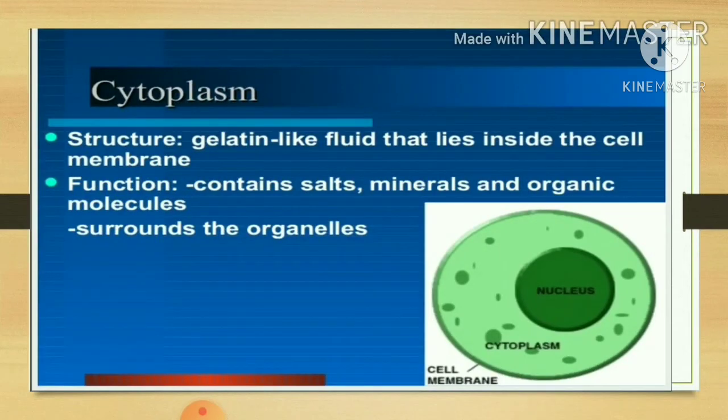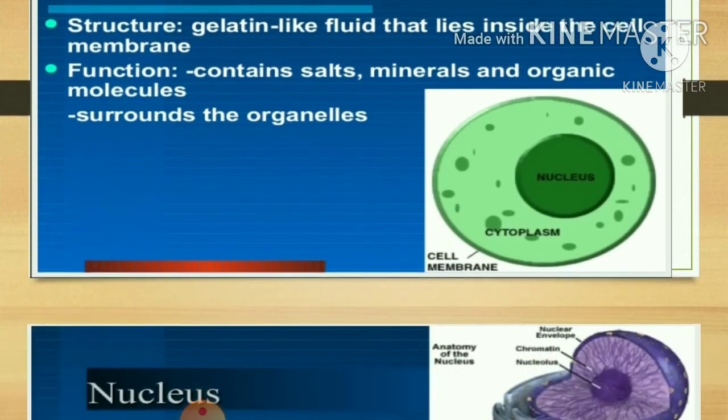Now cytoplasm. Cytoplasm is a fluid-like substance present inside the cell. Here you can see the light green color portion, that is cytoplasm. And what is its function? It contains salt, minerals and organic molecules, and it also contains many organelles like mitochondria, Golgi bodies, ribosomes, etc., which you will learn in your later classes.